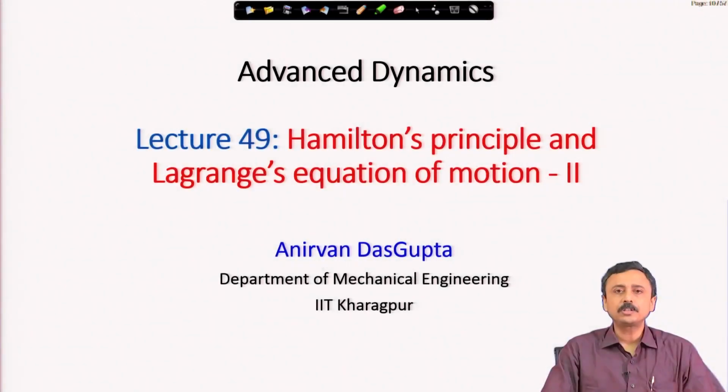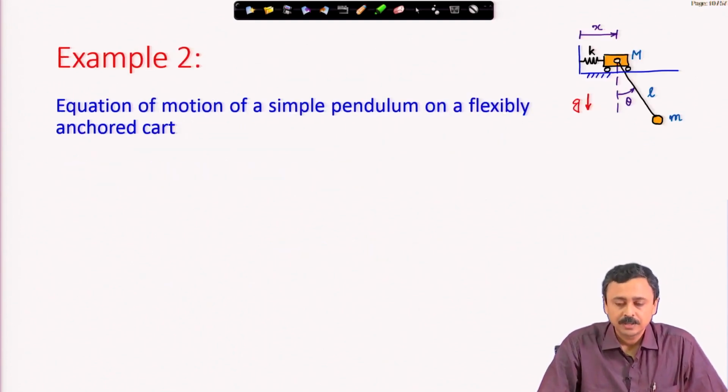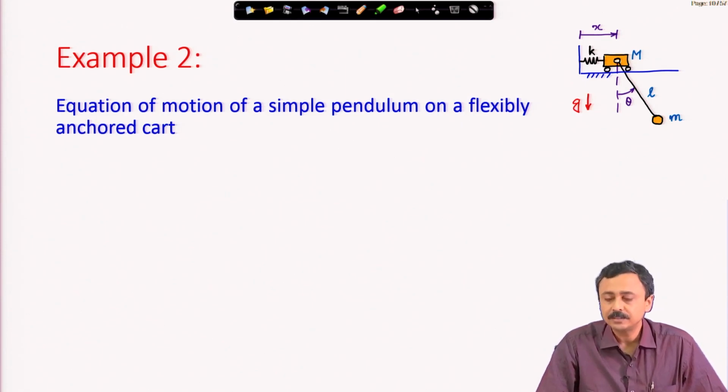We will continue with the topic of Lagrange's equation, Hamilton's principle, application of Hamilton's principle and deriving Lagrange's equation of motion, and we will look at examples. The second example that I have is of a pendulum supported from a cart, and this cart is connected by a spring to the wall as shown. It is a flexibly anchored cart.